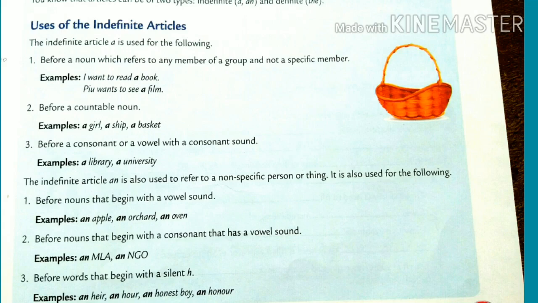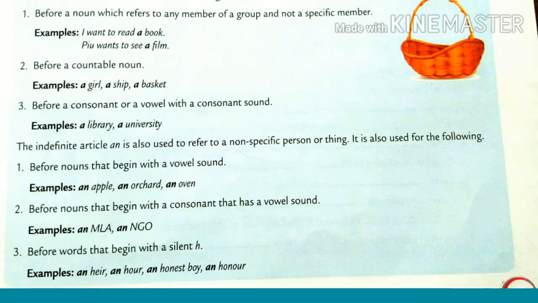Third one, before words that begin with the silent H. In the following words, H is silent, but they begin with the vowel sound, so we have to use an. Examples: an heir, an hour, an honest boy, an honor. All these words begin with the vowel sound, so we use an.